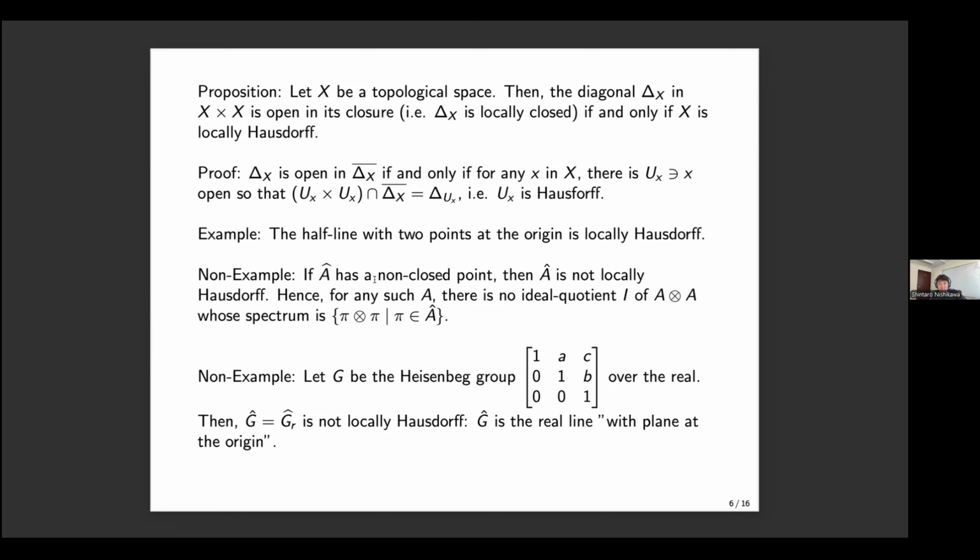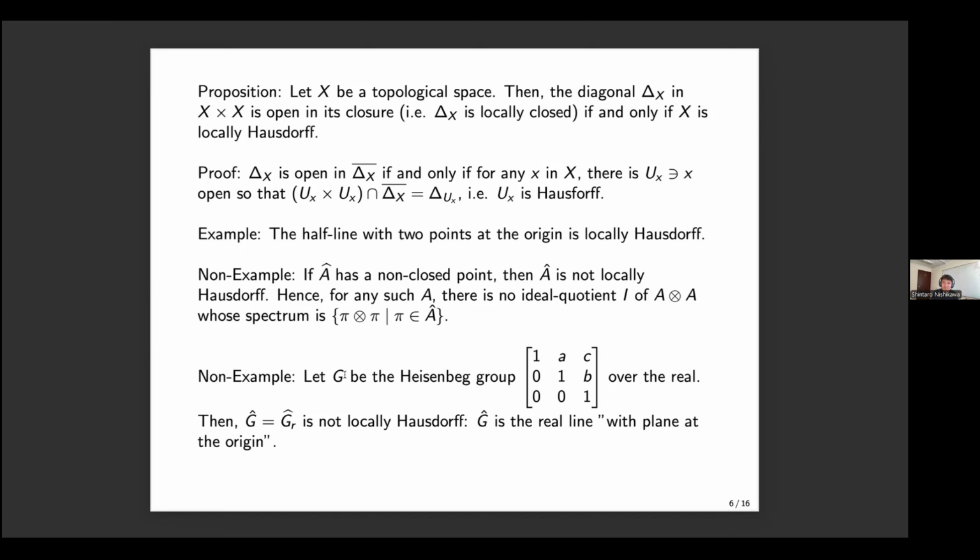But as soon as you have a non-closed point, if you think about it, then there's no shot that the A hat is locally Hausdorff, because if it's locally Hausdorff, then the point has to be closed. So for most type 1 C stars, you cannot find the ideal which has spectrum pi tensor pi, for example, the 2-Pritz algebra, or you name it. So you need all points to be closed. That restricts our attention to a very small class of type 1 C stars, right?